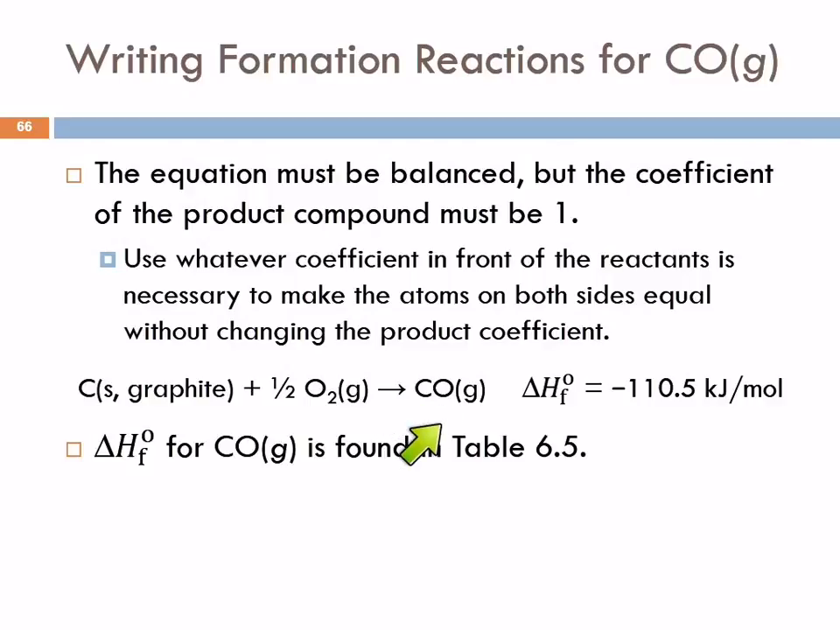So when carbon monoxide is formed, the enthalpy change is minus 110. If we take carbon monoxide and we want to break it into its individual elements, that will require that we put in 110 kilojoules of energy.